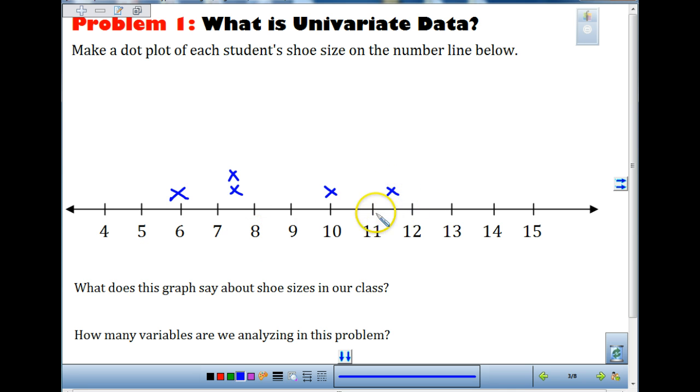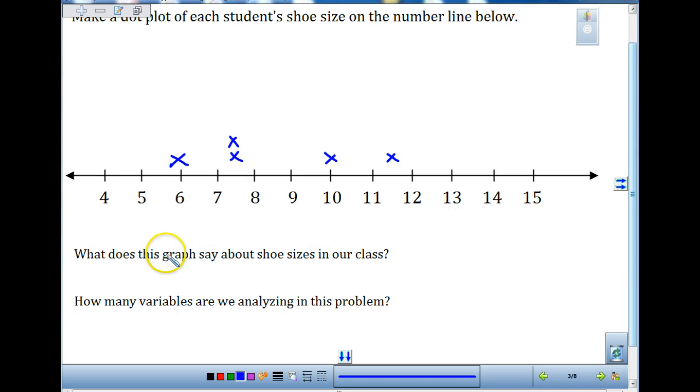What we are going to do is take a look at this data, and we are going to look at each class period. We're going to look at that information. What does the graph tell us about our shoe size? I'm going to pause the video, make sure you get everyone's down, and then we're going to answer these last two questions. When we are analyzing this, what does it tell us about our shoe size?